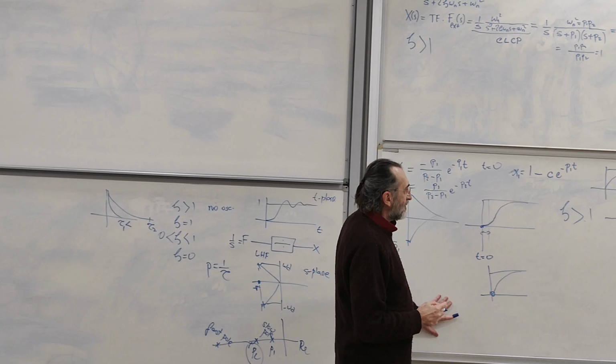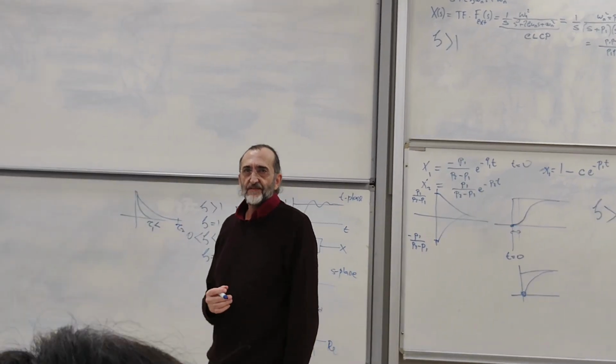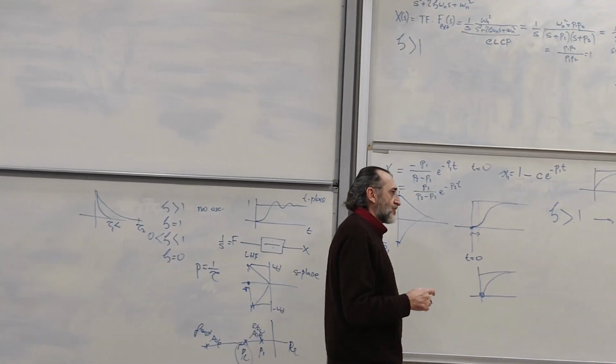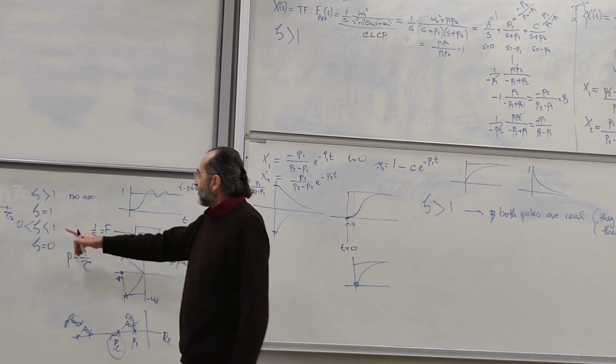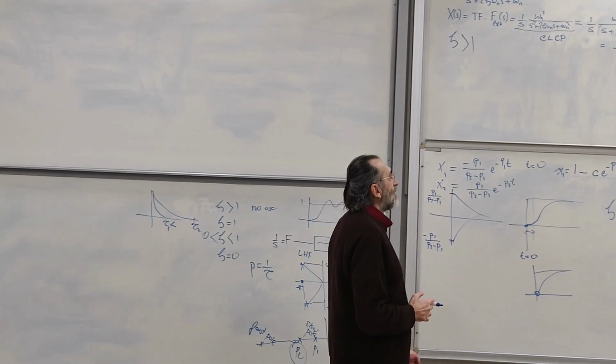Now, ladies and gentlemen, this was the easy part. Both poles are real. Now comes the real part. Well, actually, that's also easier. If zeta is equal to 1, okay?